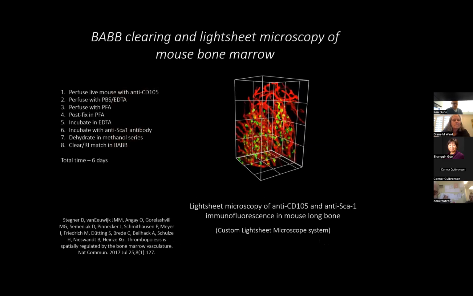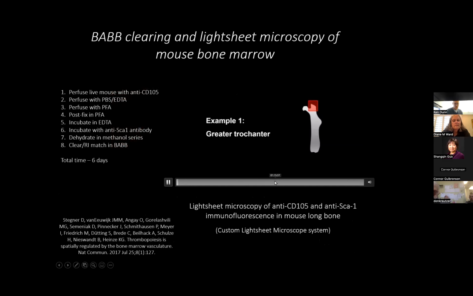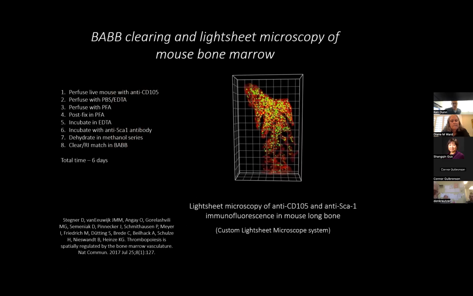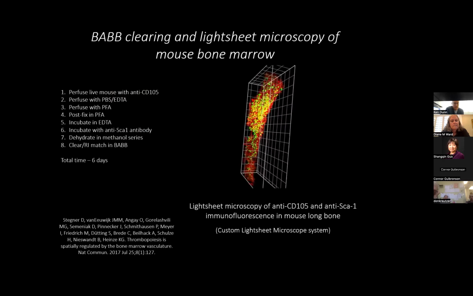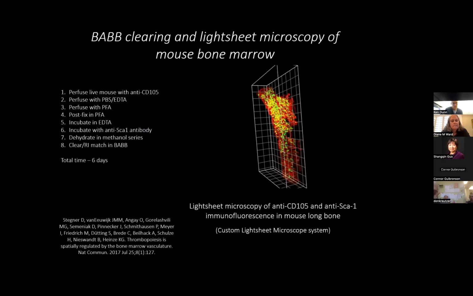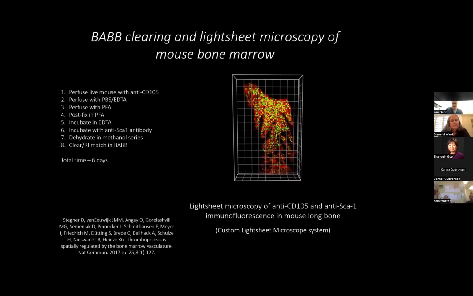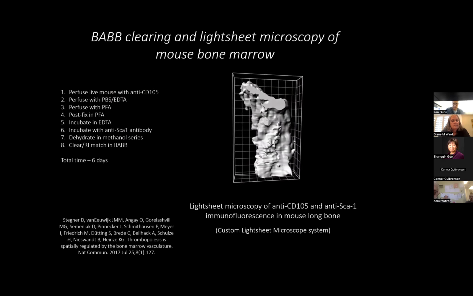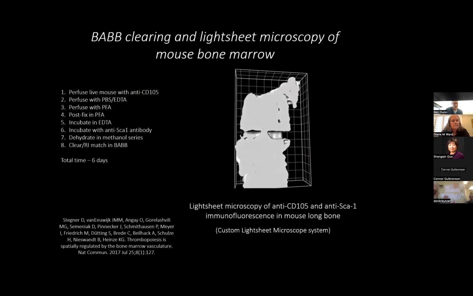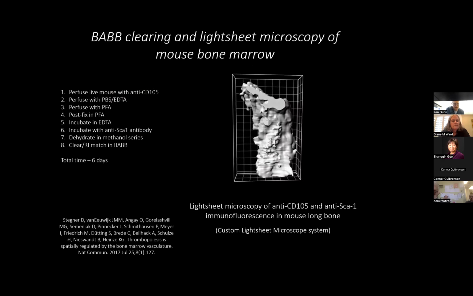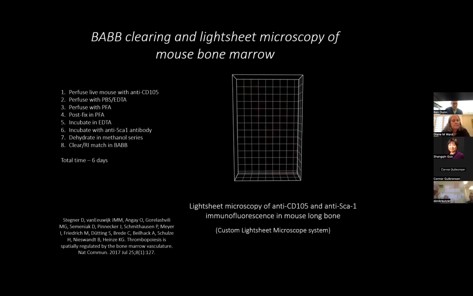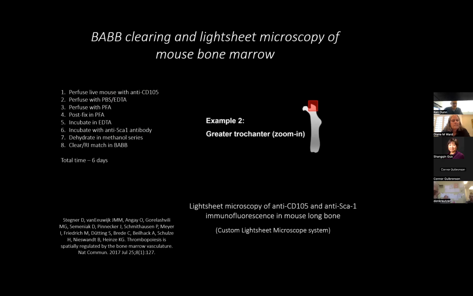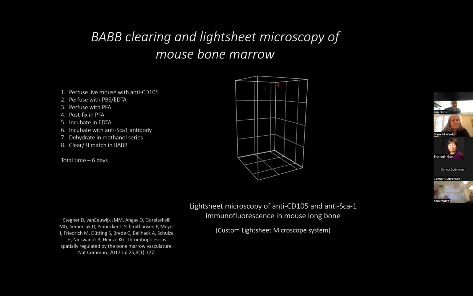So here's an example, and I guess I should probably start the movie. It takes forever to play this movie. Here's an example of anti-CD105 and anti-SCA1. So here's an example of a hybrid strategy. They perfused a live animal with anti-CD105 to label the vasculature. The animal's alive, and the antibodies go everywhere you've got vasculature. They then perfuse the animal with PBS-EDTA, perfuse with PFA. They post-fix in paraformaldehyde, incubate in EDTA, and incubate with an anti-SCA1 antibody.